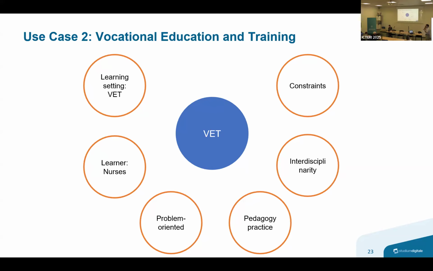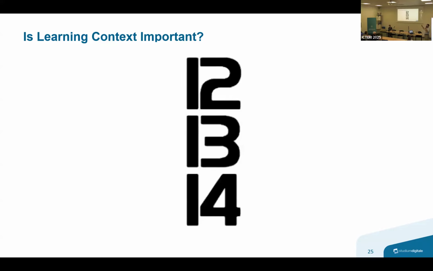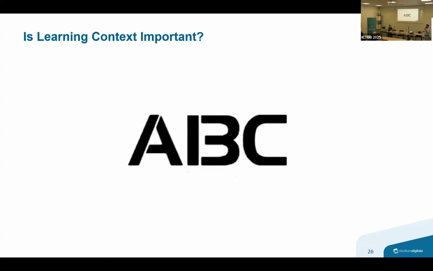Why is context important? Let me ask you this question to see if learning context is important at all, which will justify why we embedded that context in the knowledge graph. How many of you look at this figure and say this is the number 13? How many look at this figure and say this is the letter B? Now, how many of you will say this is the number 13? In a certain context, the same entity changes what you mean, and it is not just figuratively, but also literally.